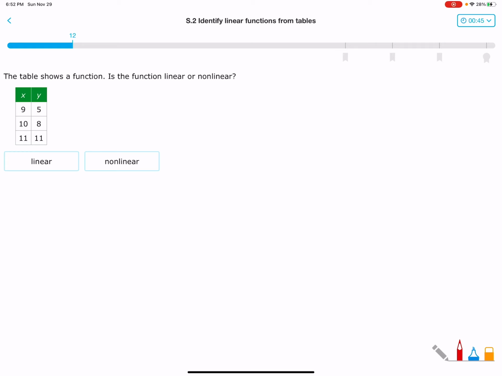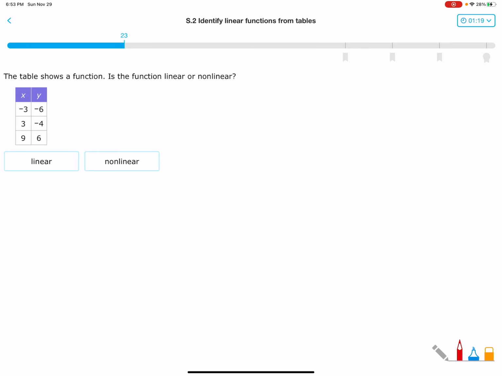So we see that our x's go 9, 10, 11. Let's go from 5 to 8. So 5, 6, 7, 8, we add 3. 8 to 11, so 8, 9, 10, 11, we add 3. This is constant. The other side, we're adding 1. Therefore, it is linear. So that's kind of how we do this one.